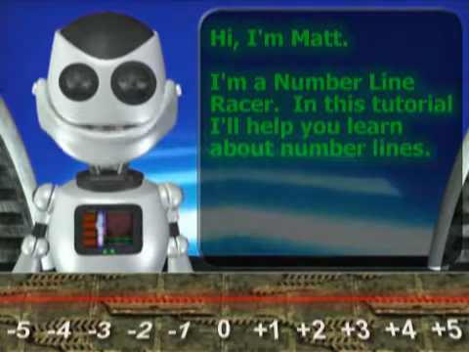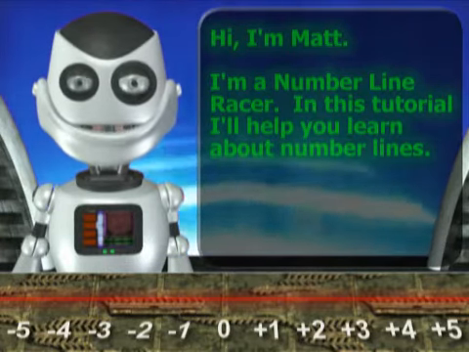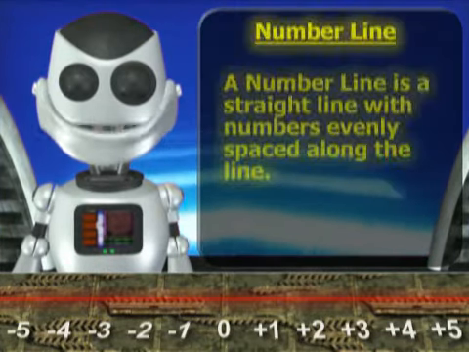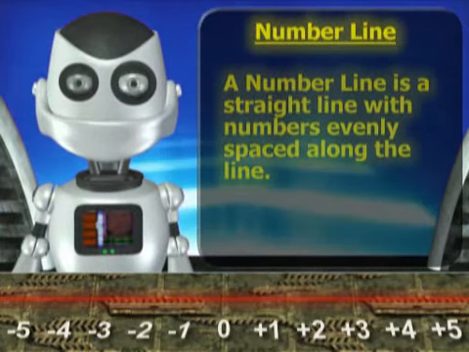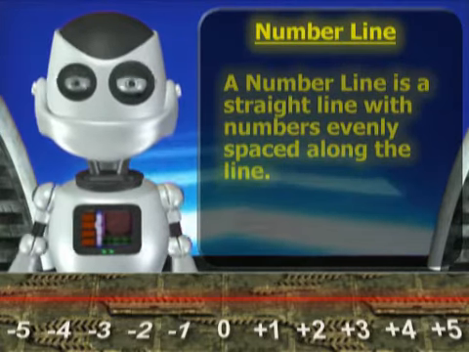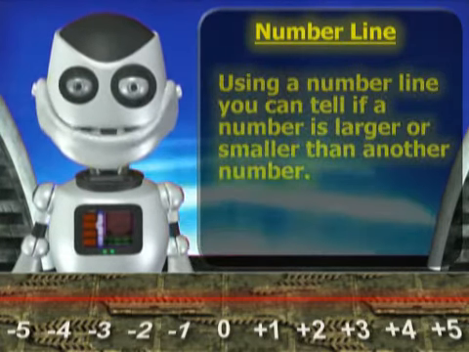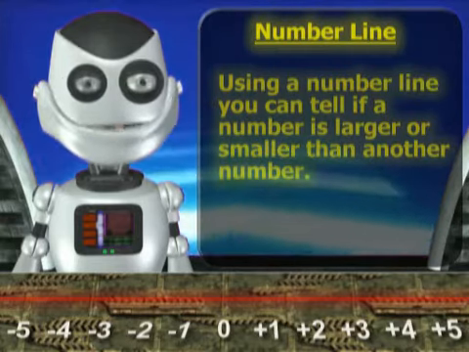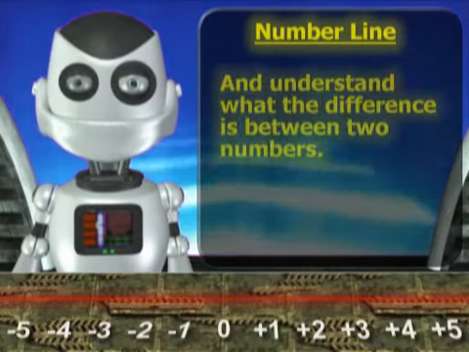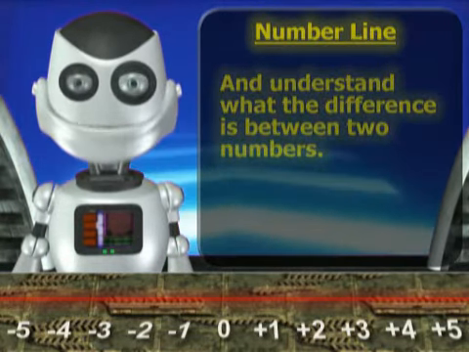In this tutorial, I'll help you learn about number lines. Let's get started. A number line is a straight line with numbers evenly spaced along the line. Using a number line, you can tell if a number is larger or smaller than another number and understand what the difference is between two numbers.